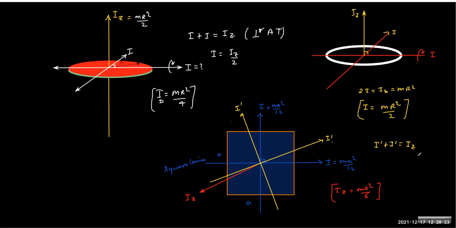And the IZ I have already derived from the other method, correct? So IZ was how much? 2I. MA square by 6. So 2I dash is 2I, which simply means I dash is I. That's a very interesting way of deriving that no matter which axis you draw in the plane, we are going to get the same answer. Correct? And the answer is how much? M square by 12. So now you also derive the formula that I dash is equal to M square by 12.